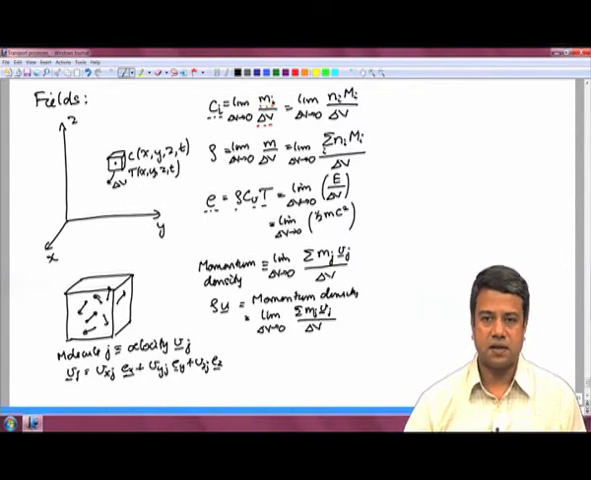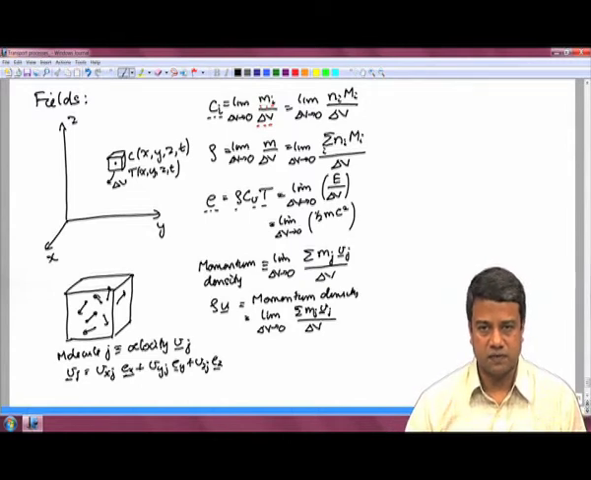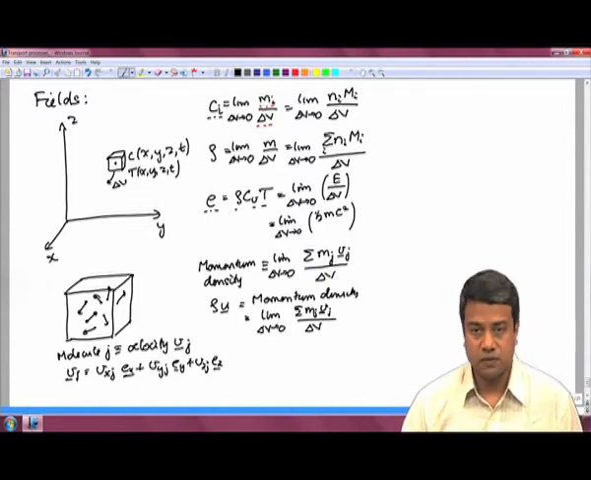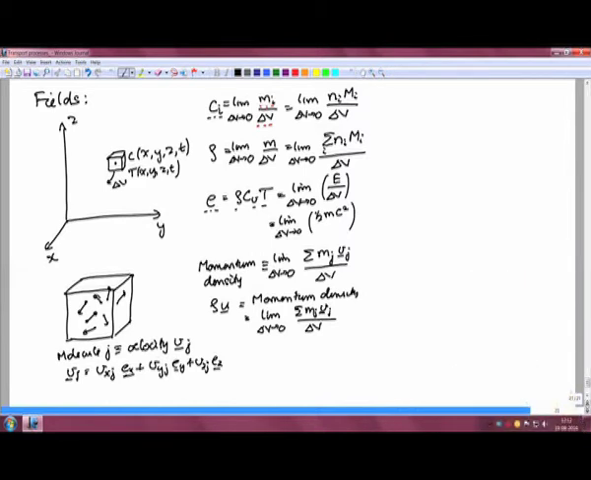And these fields are specified at every location within the flow, and they have a continuous variation with location within the flow. Okay. So, these are the quantities that we will be writing down equations for, the fundamental quantities: the mass density, the temperature through the energy density, and the mean velocity through the momentum density.